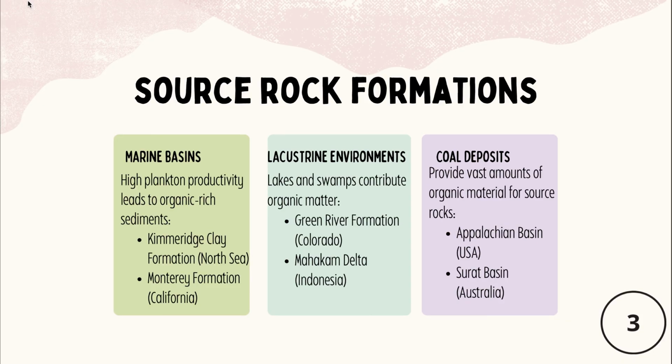So for some source rock formations, there are marine basins which have high plankton productivity, which leads to organic-rich sediments like the Kimmeridge Clay Formation in the North Sea and the Monterey Formation in California. And then we have the lacustrine environment. For example, lakes and swamps contribute organic matter, such as the Green River Formation in Colorado and the Mahakam Delta in Indonesia. And then there are coal deposits, which provide a vast amount of organic material for source rocks, such as the Appalachian Basin in the US and the Surat Basin in Australia.